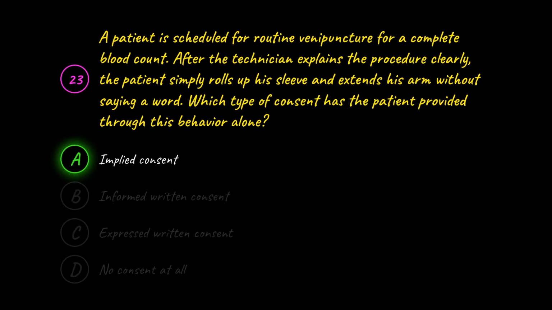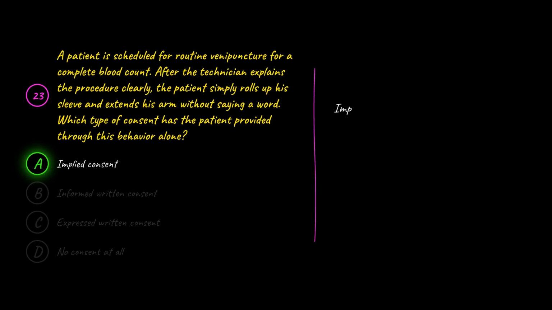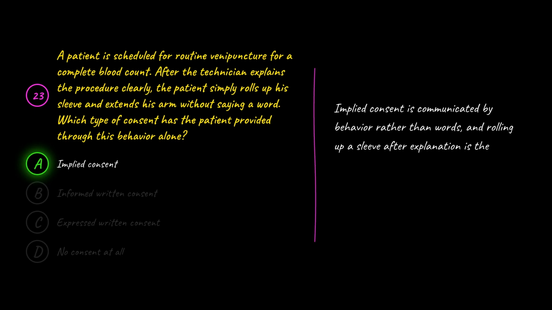The correct answer is A. Implied consent. A is correct because implied consent is communicated by behavior rather than words, and rolling up a sleeve after explanation is the canonical phlebotomy example. The behavior covers only the routine procedure that was just described to the patient at bedside.